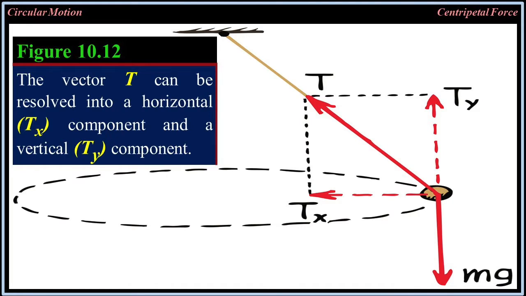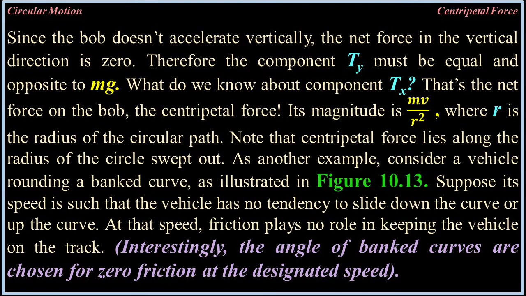In Figure 10.12, the vector T can be resolved into a horizontal Tx component and a vertical Ty component. Since the bob doesn't accelerate vertically, the net force in the vertical direction is 0. Therefore, the component Ty must be equal and opposite to mg.